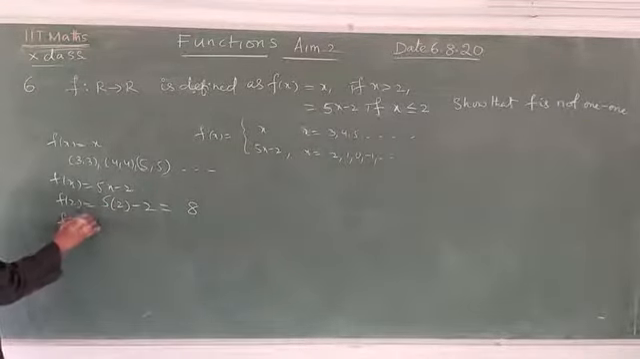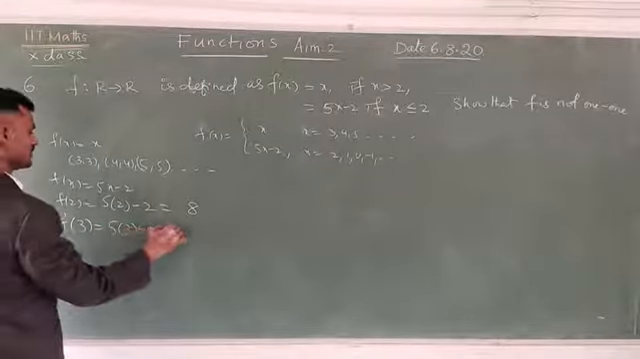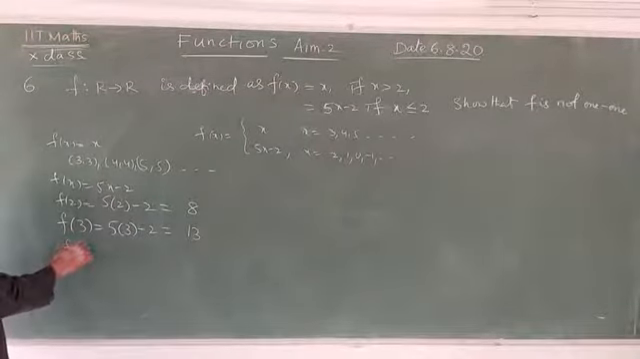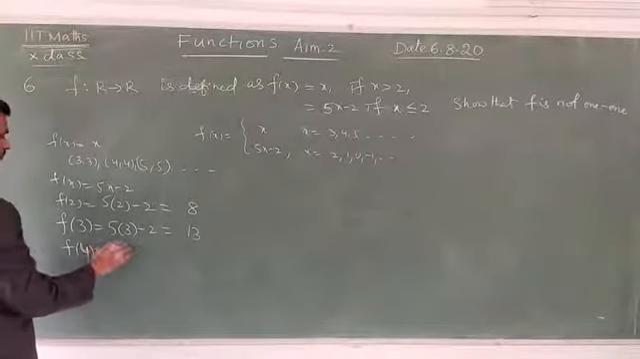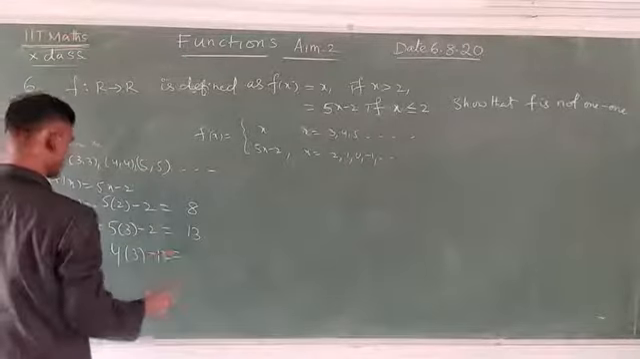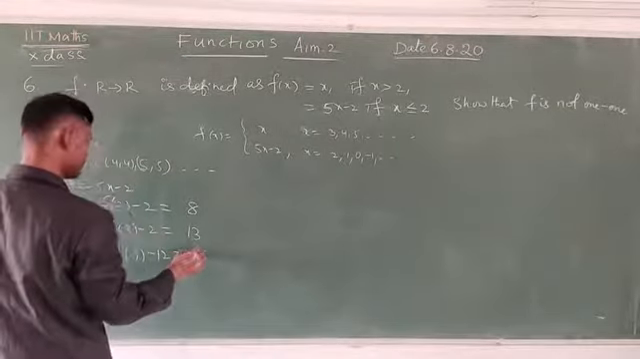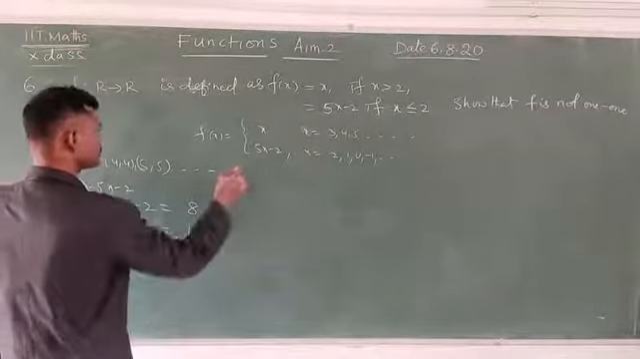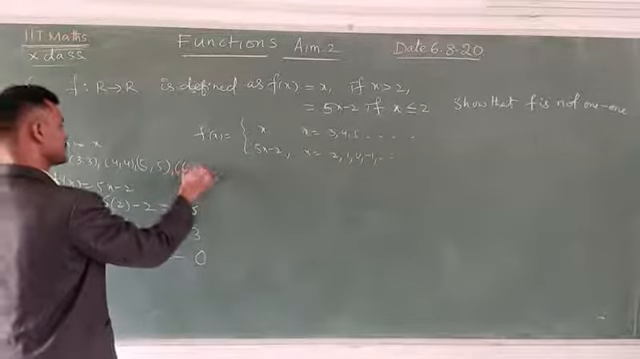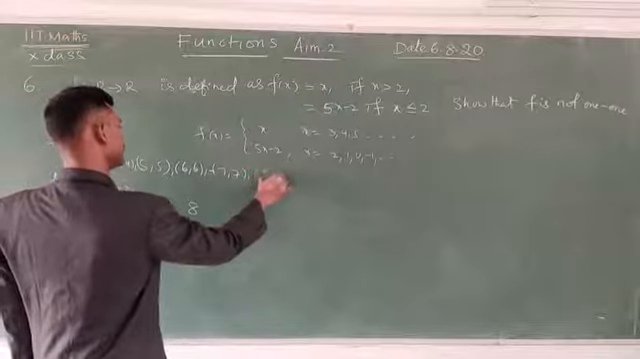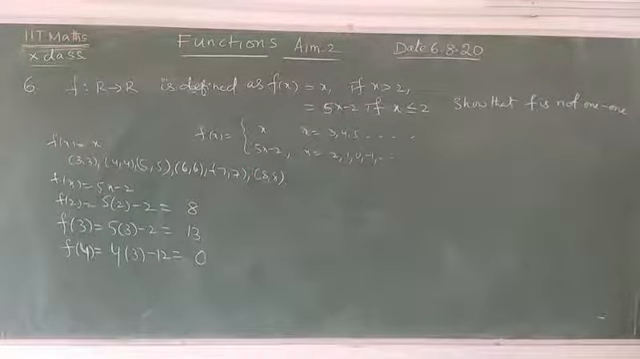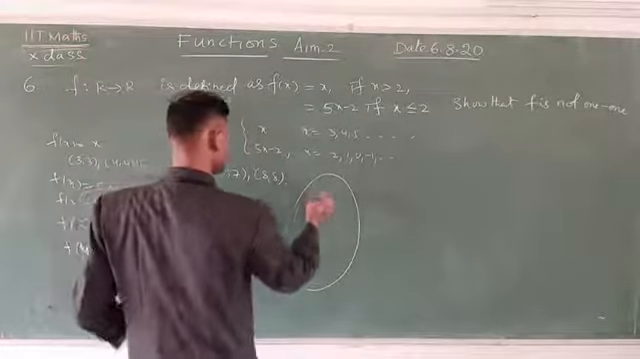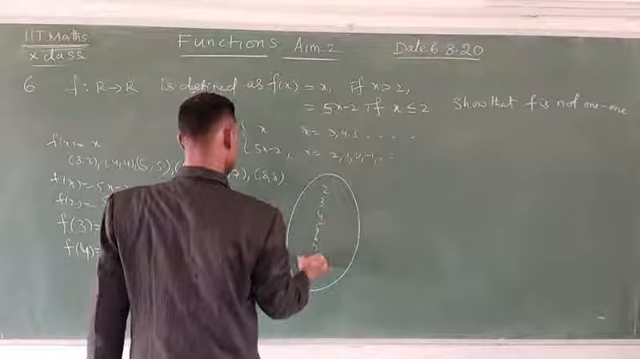Next f of 3 you can take. f of 3 means 5 threes are 15, minus 2 is 13. Next f of 4 you can take here: 5 fours are 20, minus 2 is 18. Now see here 5, 5, 6, 6, 7, 7 and 8, 8. Now you can write from number 2 onwards: 2, 3, 4, 5, 6, 7, 8, 9, and so on.